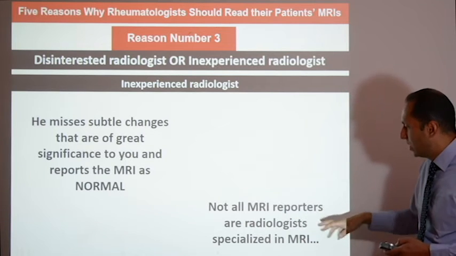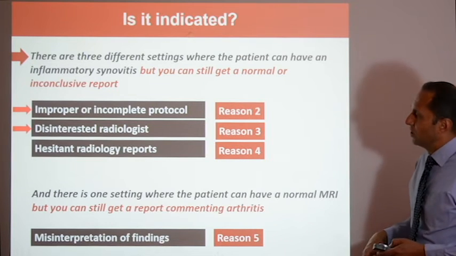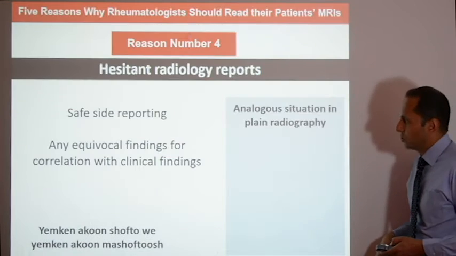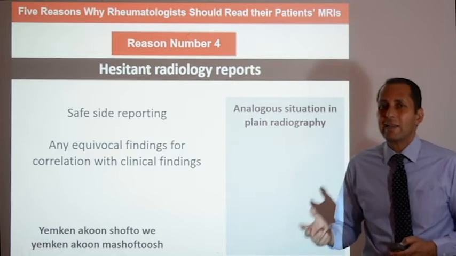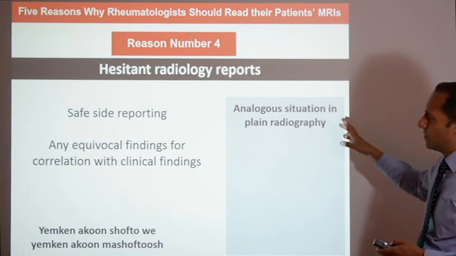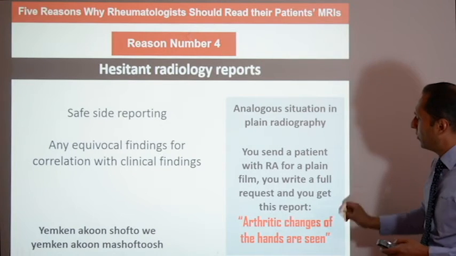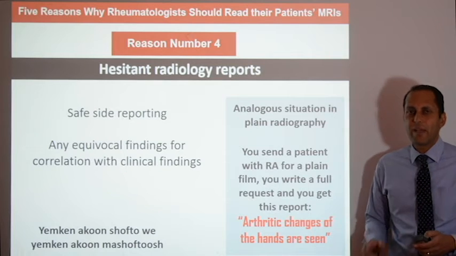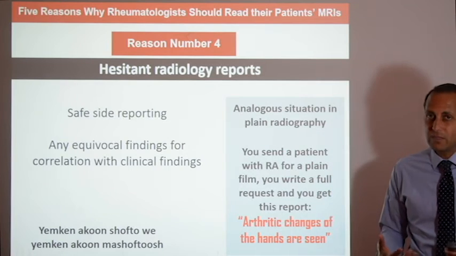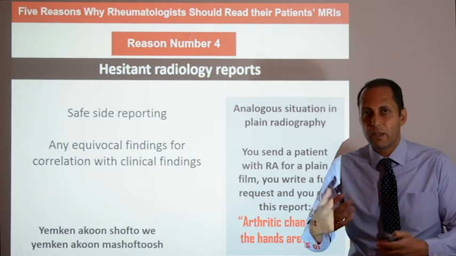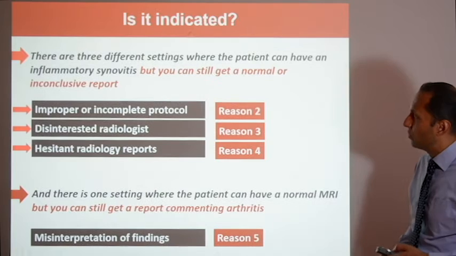Not all MRI reporters are radiologists specialized in MRI, of course. Hesitant radiology reports. What are hesitant radiology reports? This is safe-side reporting, with any equivocal findings left for correlation with clinical findings. It's like the analogous situation in plain radiography. You send a patient with RA for a plain film and you write a full request and you get this report: arthritic changes of the hands are seen. What are arthritic changes? You're sorting out PsA from RA, from erosive OA, and you get arthritic changes. It's a very vague conclusion, of course.